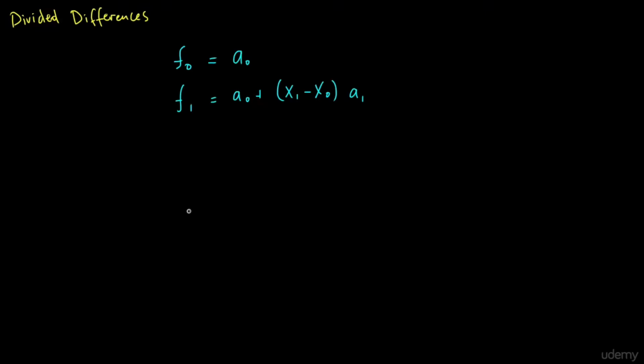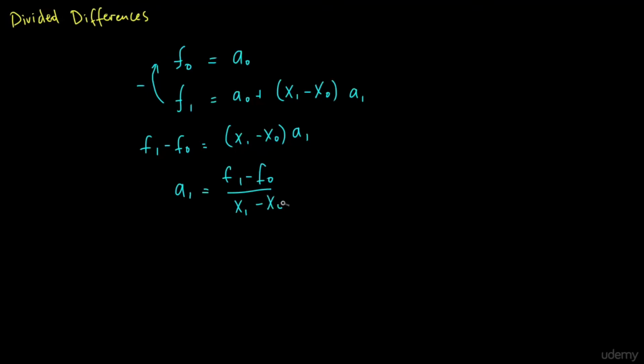We also had f2 and f3, but we're going to keep it simple for now, because what we're going to do now is subtract one from the other. We're going to subtract f0 from f1. And what we'll get is the following. We'll get f1 minus f0 equals x1 minus x0 multiplied by a1. The a0's go when you subtract. So now we can take f1 minus f0, divide them by x1 minus x0, and we get the following. We get a1 equals f1 minus f0 divided by x1 minus x0.